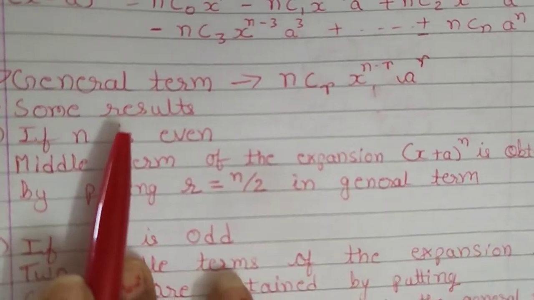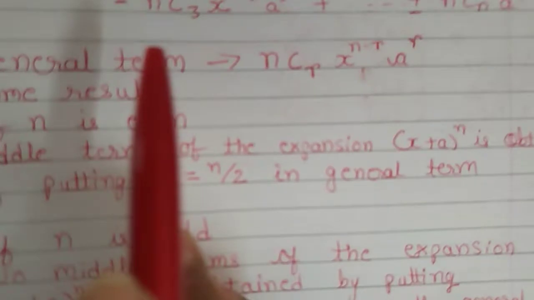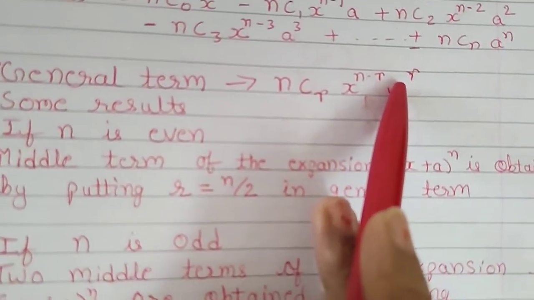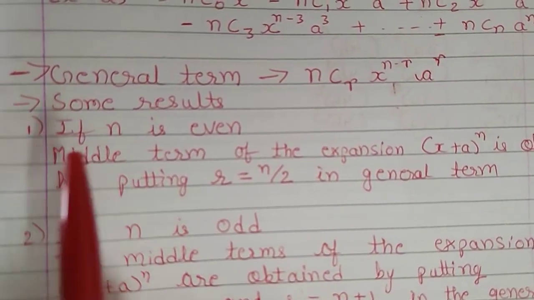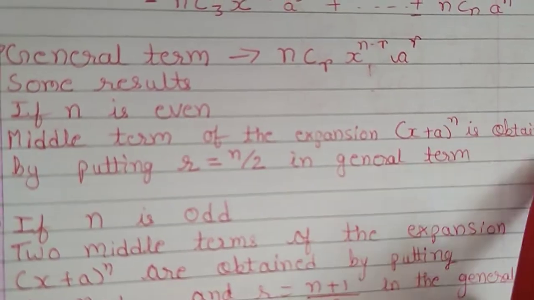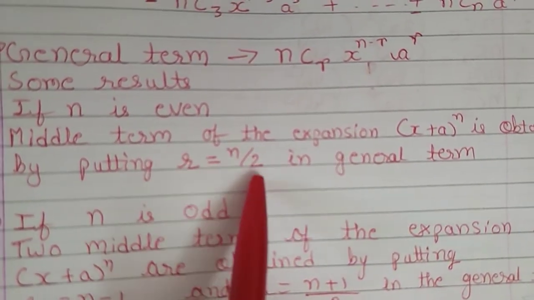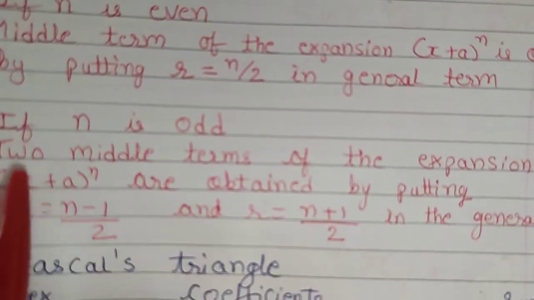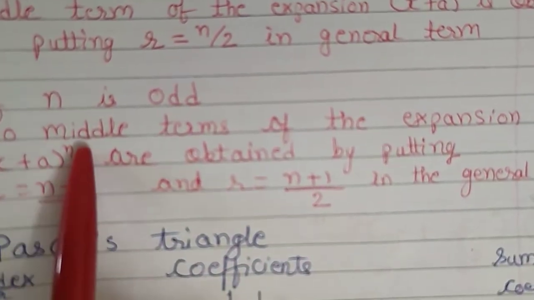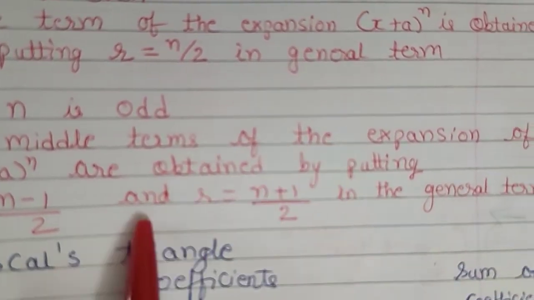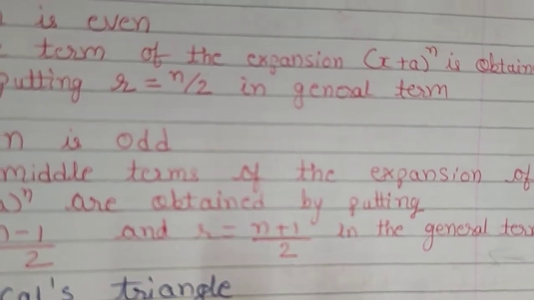So for binomial expression, some important results which we have to remember: the general term is nCr x raised to n minus r and a raised to r. Now if n is even, then the middle term of the expansion x plus a raised to n is obtained by putting r equal to n by 2 in our general term. And if your n value is odd, then the two middle terms of the expansion of x plus a raised to n we can obtain by putting r equal to n minus 1 by 2 and n plus 1 by 2 in our general term.